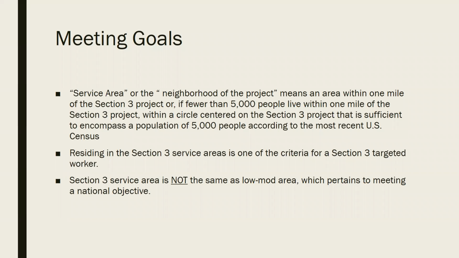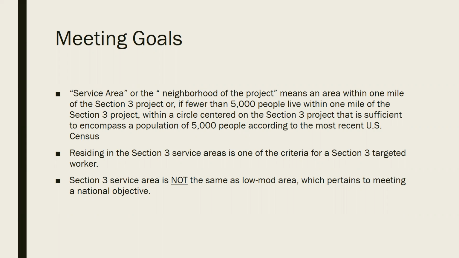When they ask you what the service area or the neighborhood of the project means for a Section 3 worker, most small towns do not have a population of 5,000 people. So once you get to that mile of the project, you expand out because you don't have 5,000 people. What if your town or your parish has 5,000 people? Then you would just expand out to your parish, and you will contact different entities because they could have already registered Section 3 workers, and you can put those on your payroll to help with your goals.